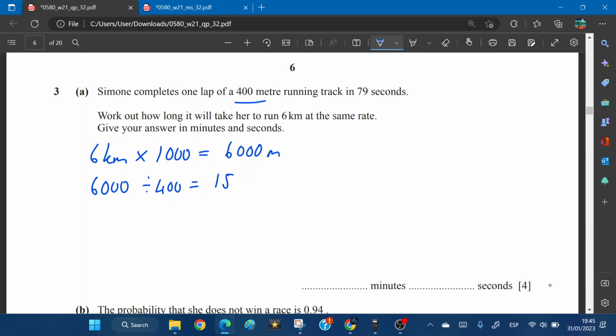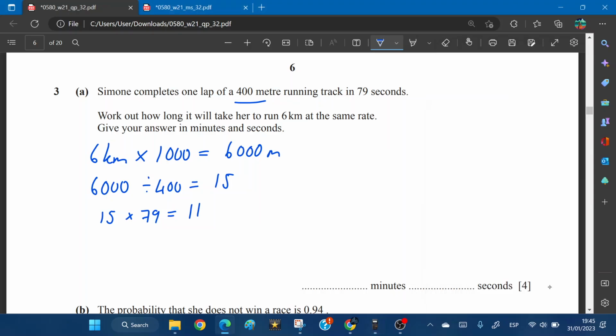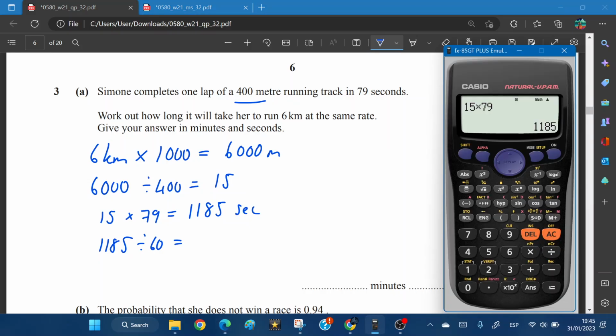Now that's kind of amazing. If she can run at that pace for 15 laps, each lap is 79 seconds. So we do 15 times 79. 1,185 seconds. Good. But who counts seconds like that? We use minutes. How many seconds in a minute? Of course, it's 60. So we divide it by 60.